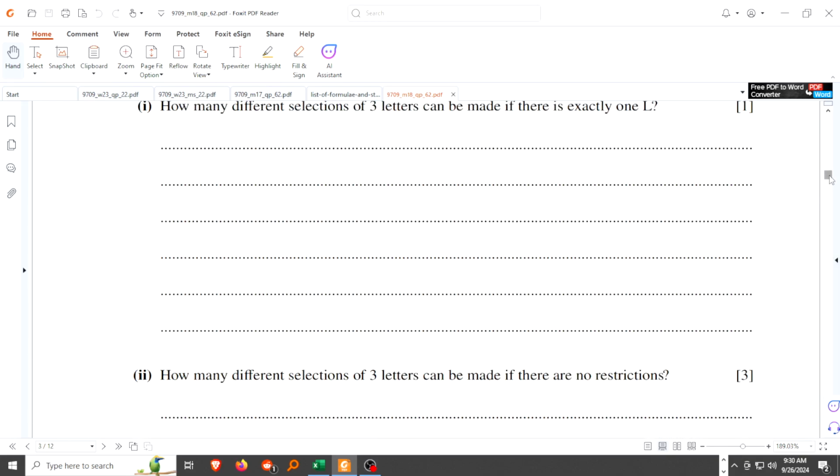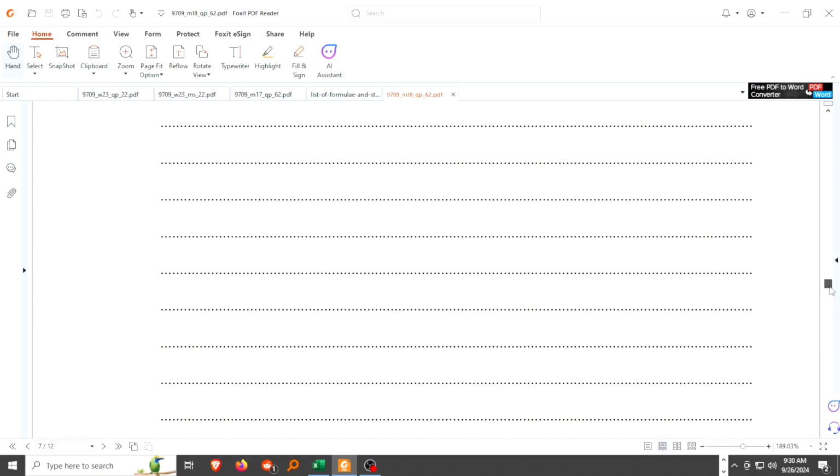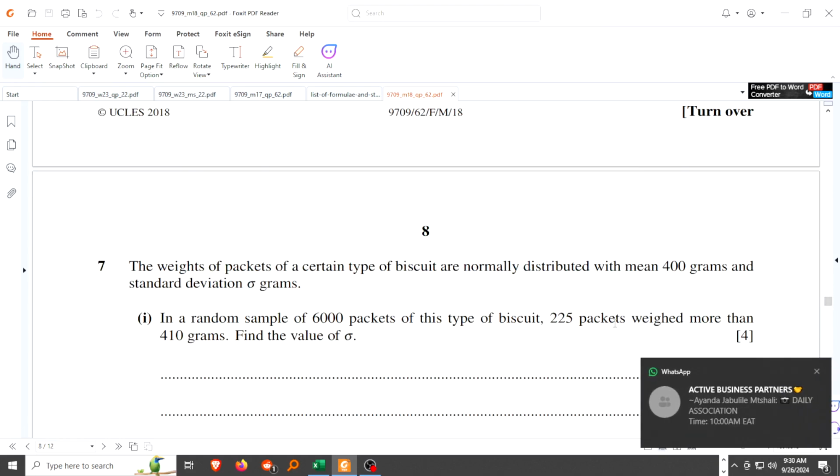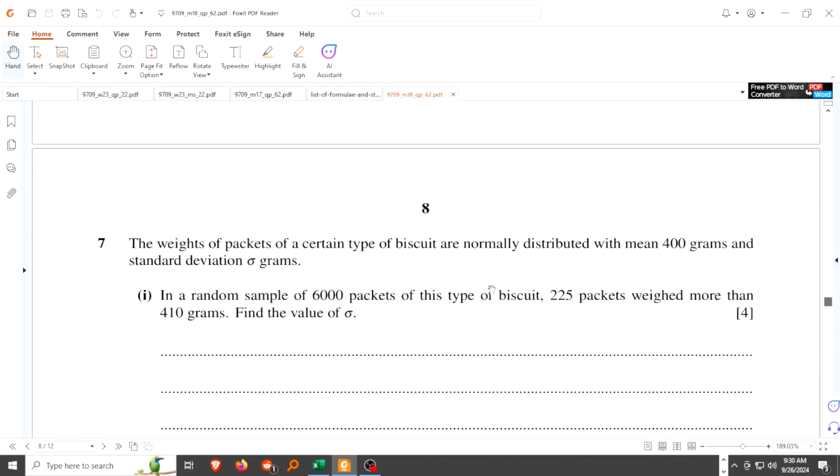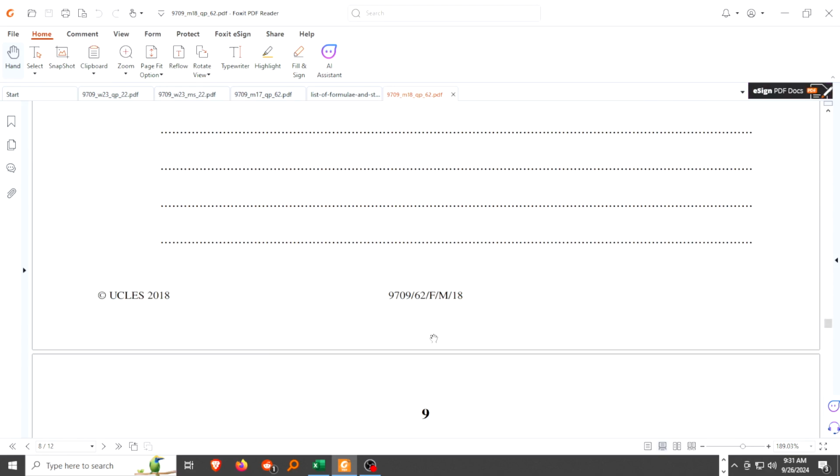Question 7 reads, the weights of packets of a certain type of biscuit are normally distributed with mean 400 grams and standard deviation 30 grams. In a random sample of 600 packets of this type of biscuit, 225 packets weighed more than 410 grams. Find the value of the standard deviation. That's 4 marks.